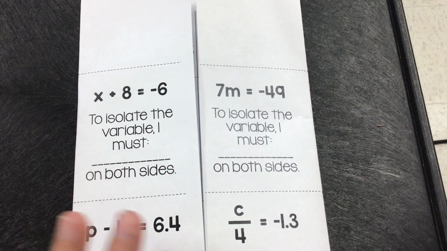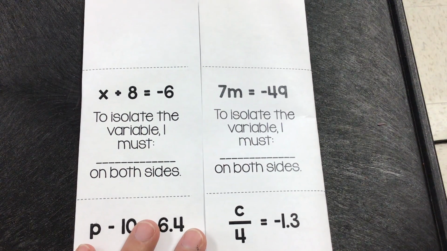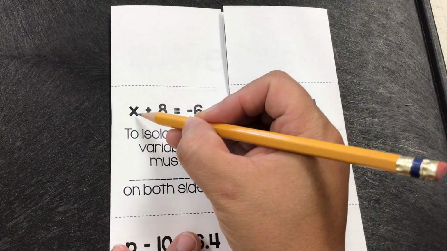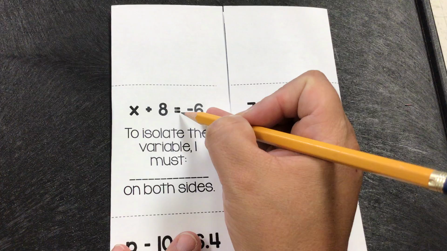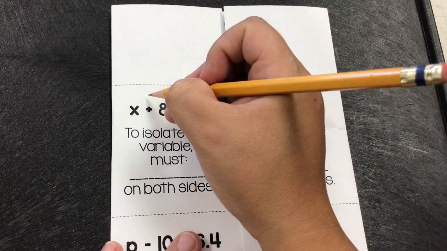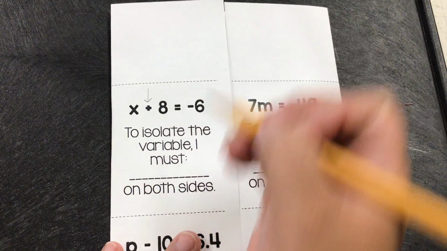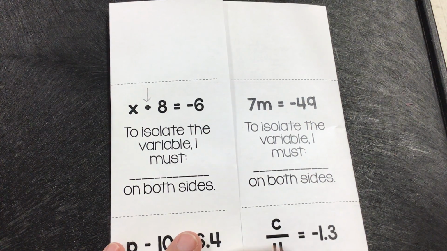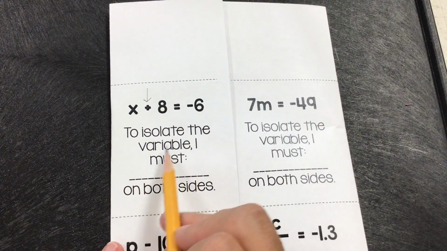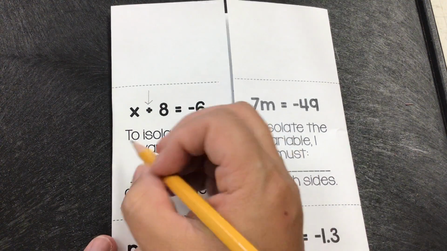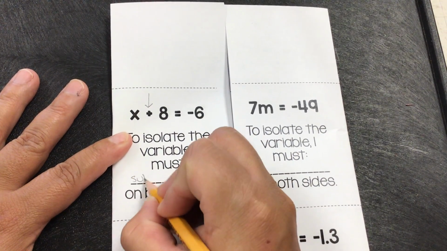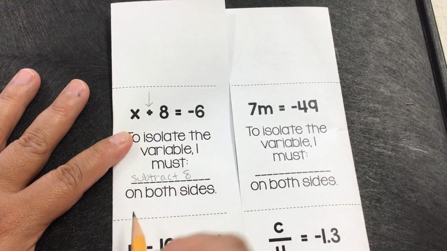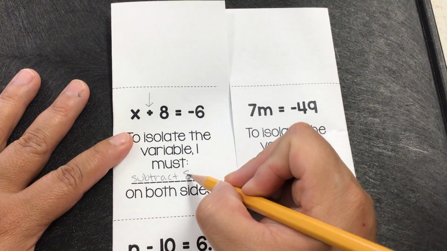What you're looking for is the operation that it's doing, and you want to do the opposite operation. So for the first one, we have x plus 8 is equal to negative 6. The operation being done is addition of 8. We're adding 8. So to isolate the variable, I must subtract 8 on both sides.